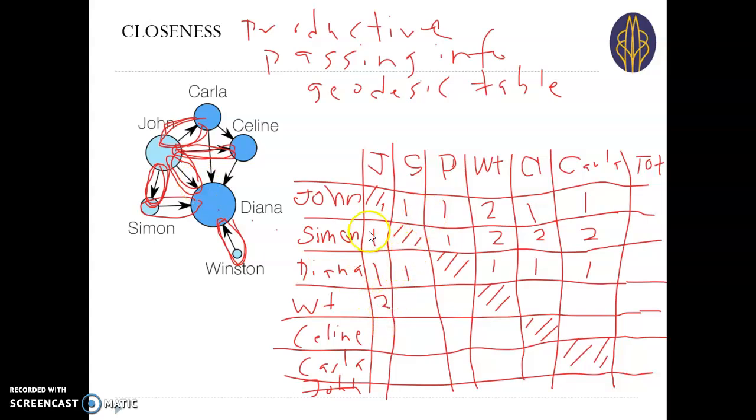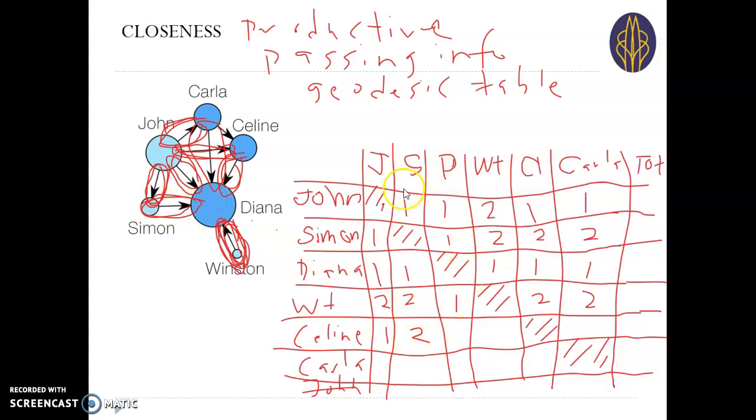Winston and Simon, 1, 2. Winston and Diana, 1. Winston and Celine, it's 1, 2. Winston and Carla, it's 1, it's 2. Celine and John, it's 1. Celine and Simon, it's 2.